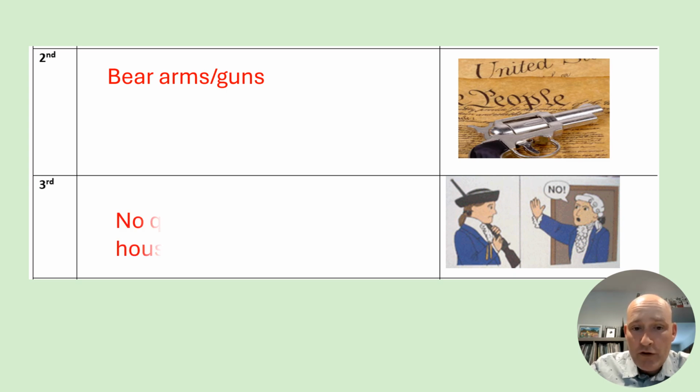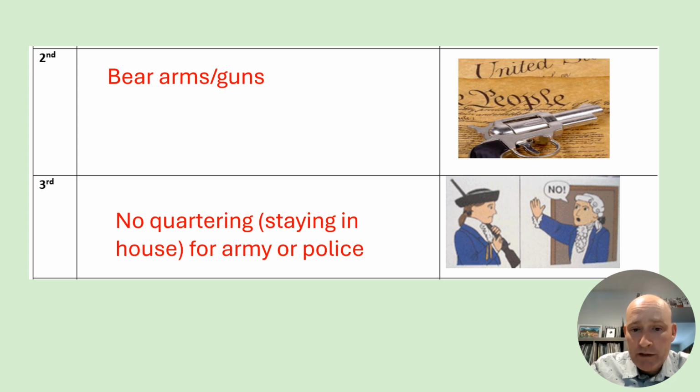And the Third Amendment is no quartering, staying in a house for the army or police. So the police or the army can't come into your house and say, all right, this is mine for this. I'm going to hang out. I'm going to go to sleep. I'm going to have a party. I'm going to get the army to stay here or the police to stay here for headquarters. And no, they can't do that.